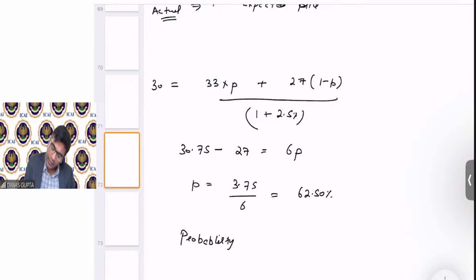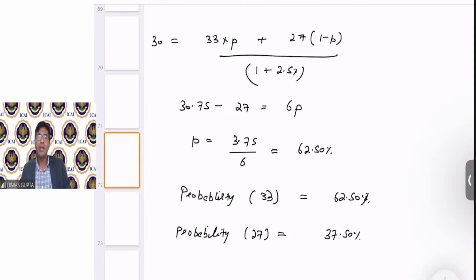So the probability that the price is 33 is actually 62.50 percentage. And the probability that the price is 27 is actually 37.50 percentage. So the answer remains same, right? Whether the first method or the second method, the answer remains same.